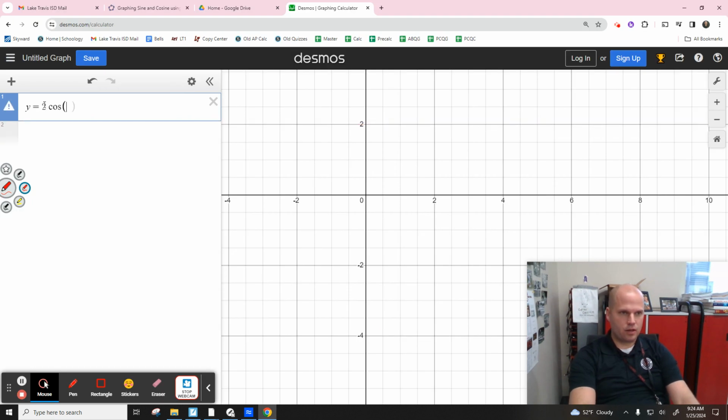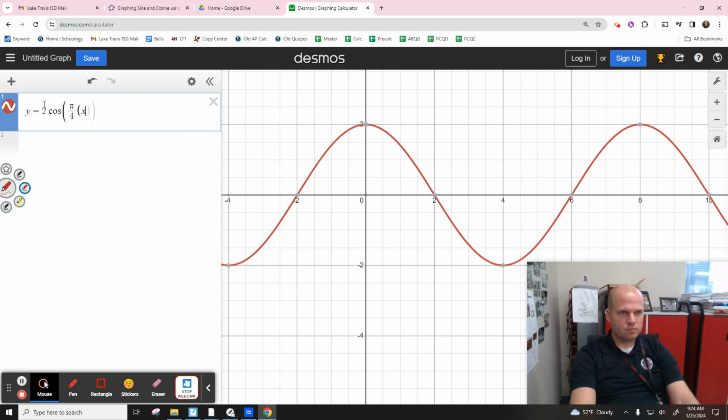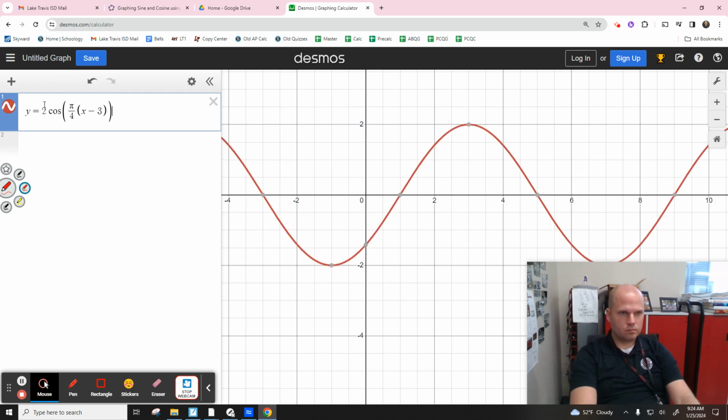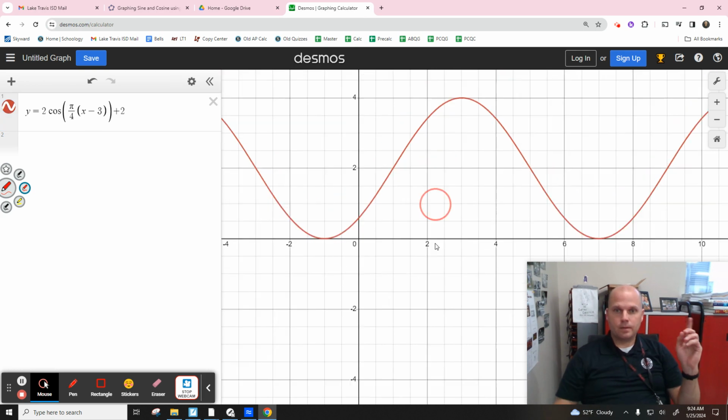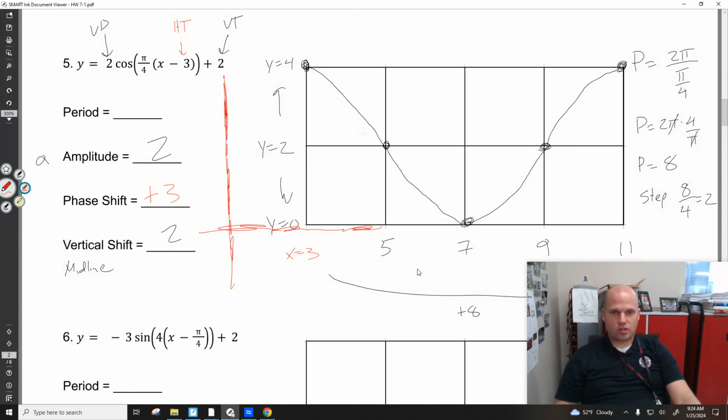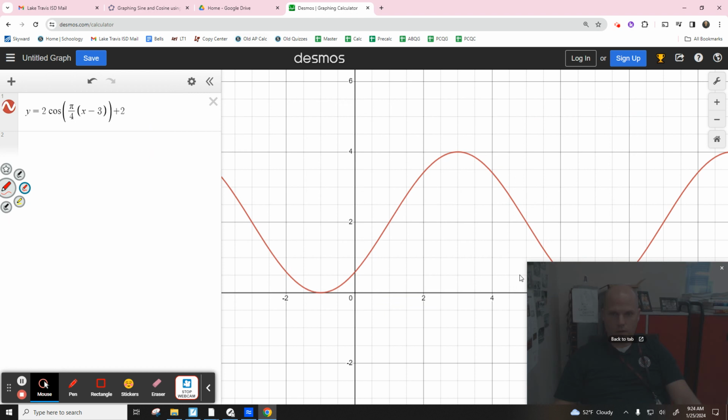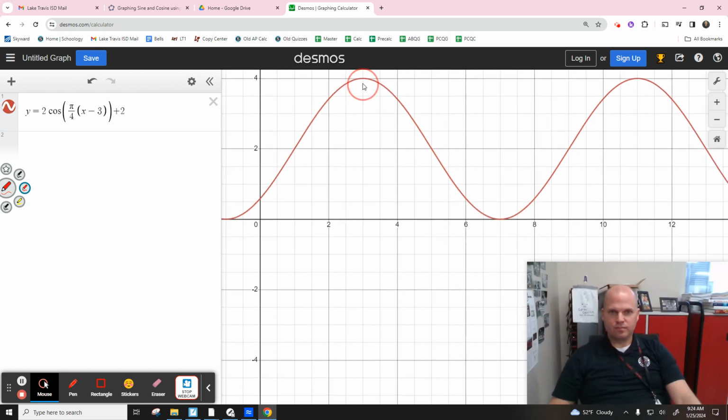2 cosine pi over 4 (x minus 3) plus 2. Okay. Where did I start? I started at 3, 4. 3, 4. Boom. Right there, I got it. There's the beginning of the graph that I just sketched.